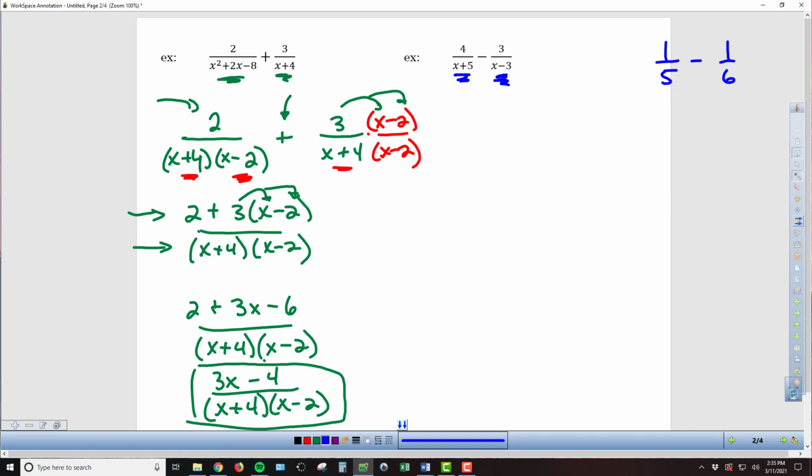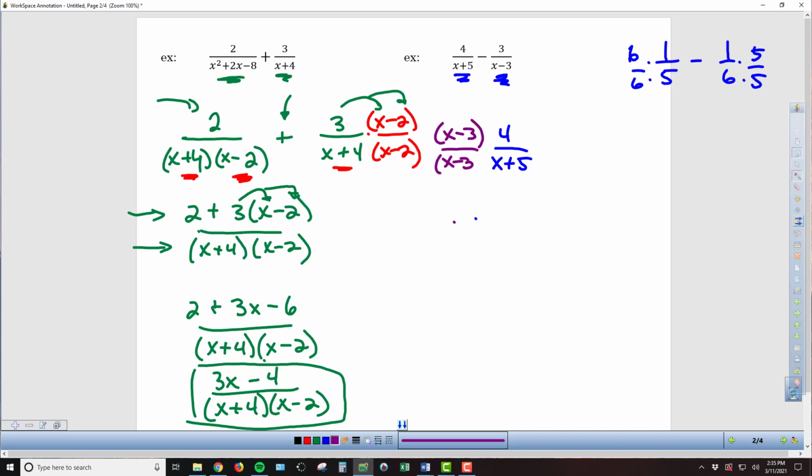So I would have to multiply the first fraction here by 6 on the top and the bottom, and the second one by 5 on the top and the bottom, so that I would end up with a common denominator that includes both the 6 and the 5. So that same principle applies on this one here. So I'm going to need to multiply that first fraction by x minus 3 on the top and bottom.